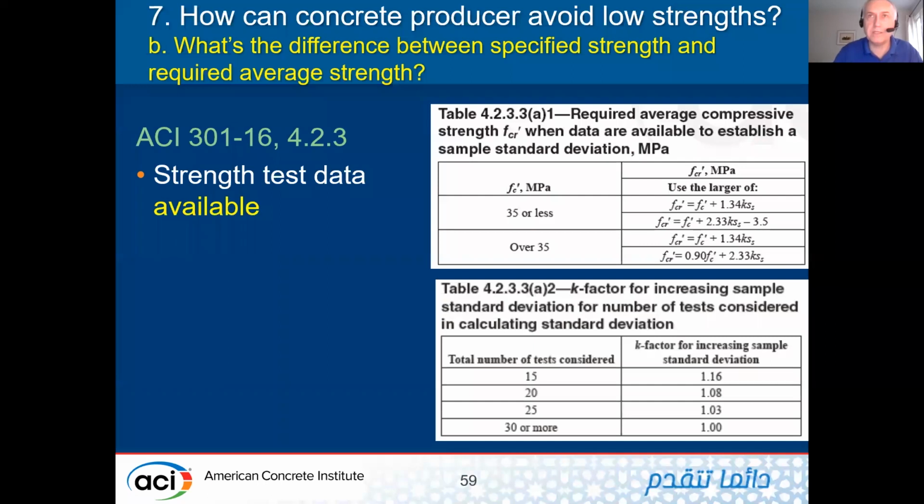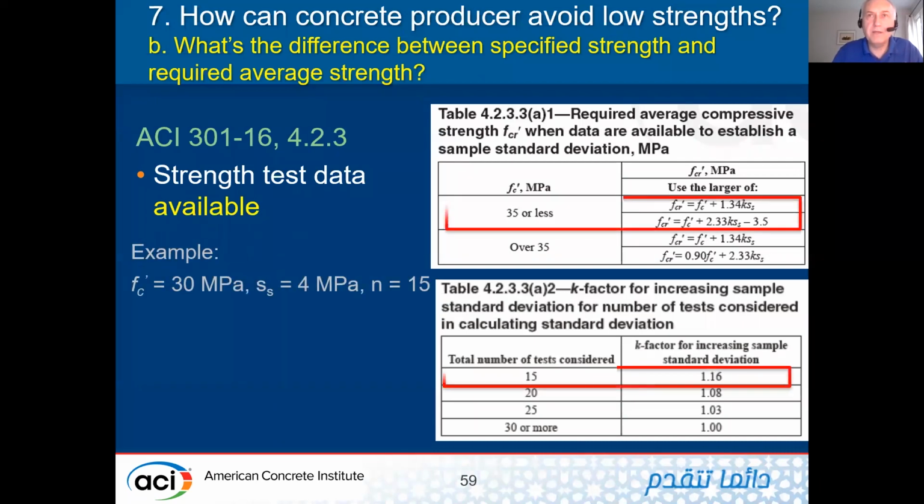So let's look at an example. Before going to those formulas that you see in those tables, let's look at an example. Let's say we have specified strength concrete of 30 MPa. The n is 15, which means that we already have 15 data points, 15 strength tests done before. Based on that data, we have standard deviation s_s of 4 MPa. So we take from the second table for 15 tests, the value of k factor is 1.16.